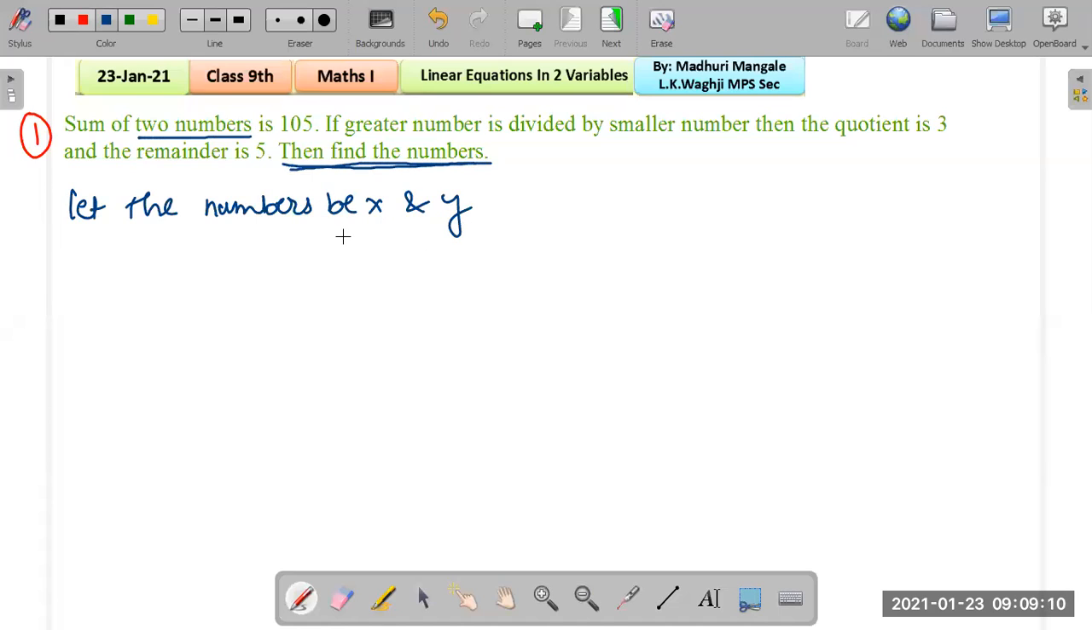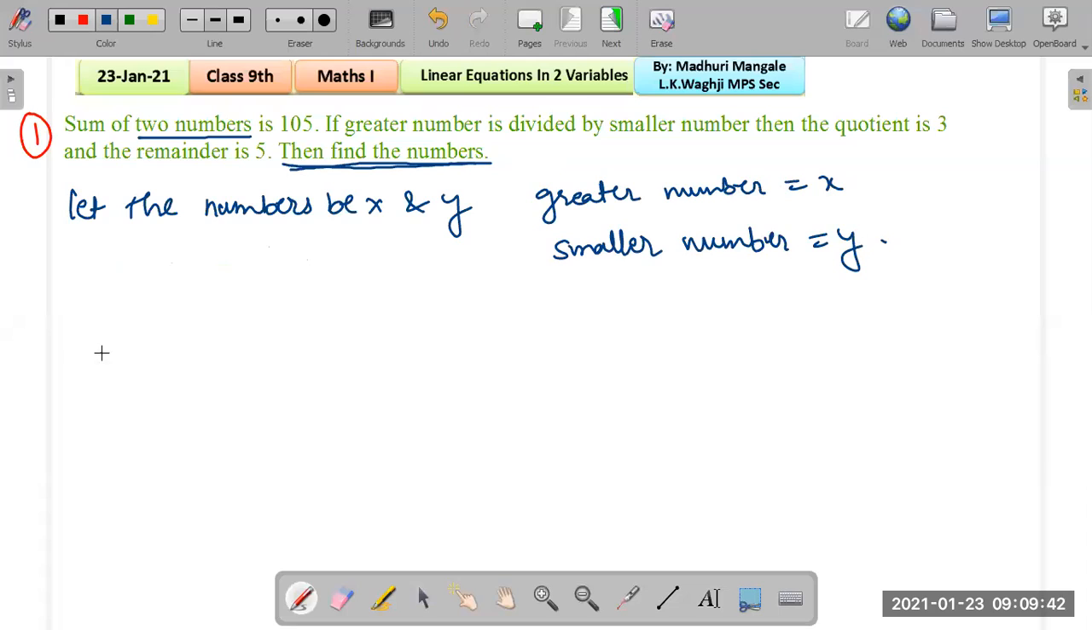Now, if there are two numbers, clearly one has to be greater and one has to be smaller, correct? So here we say let x be the greater number. Instead of writing it out so much, let me just put it over here: the greater number equals x and the smaller number equals y. Fine. So first step, set up the variables. Second step, get the equations.